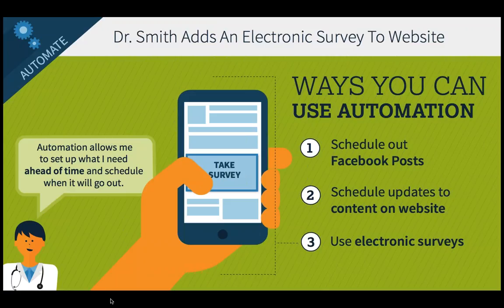So again, going back to our example here, and we're going to look at some of these again more in depth, but something like just scheduling out the Facebook posts that need to go along with that advertising campaign, scheduling out updates to the content on your website, using electronic surveys.